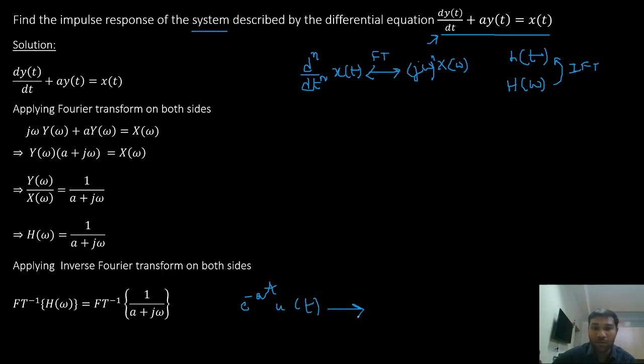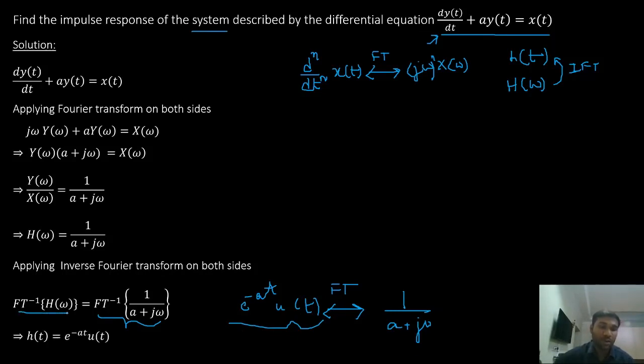What is the Fourier transform for this pair? The Fourier transform of the pair is 1 by a plus j omega, right? Now the inverse Fourier transform of 1 by a plus j omega is nothing but e power minus at into u of t. And on the left hand side I have the inverse Fourier transform of h of omega, which is nothing but h of t. So my impulse response is e power minus at into u of t.